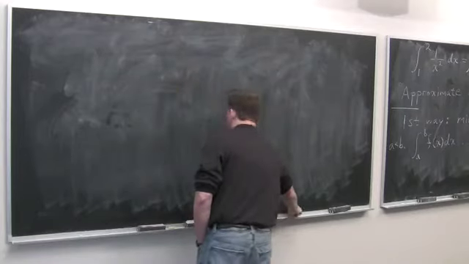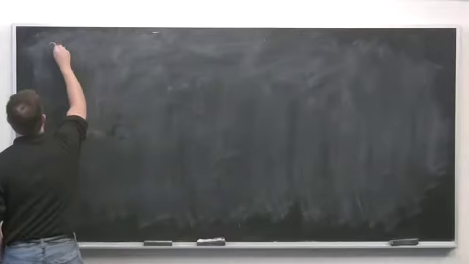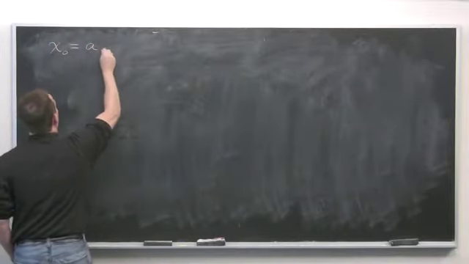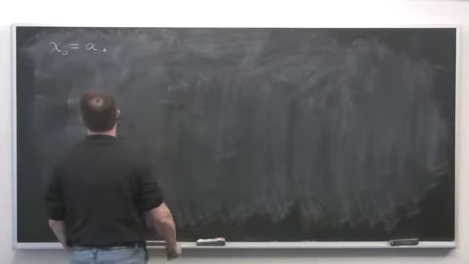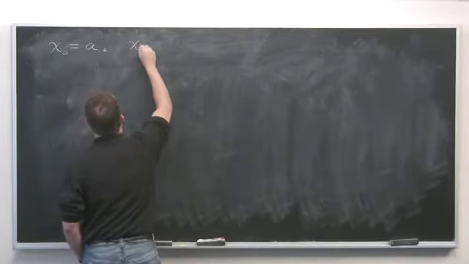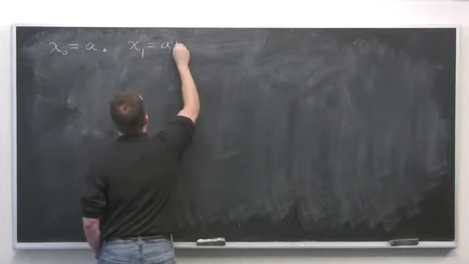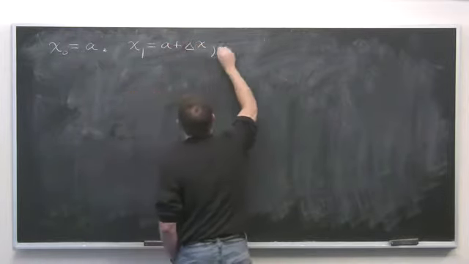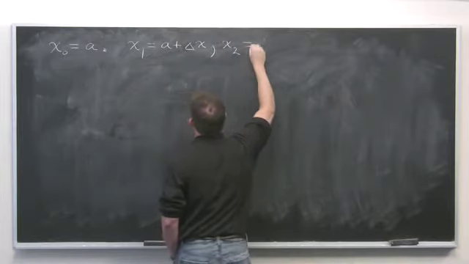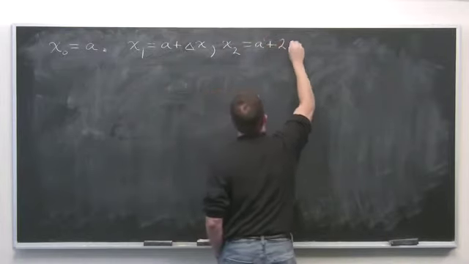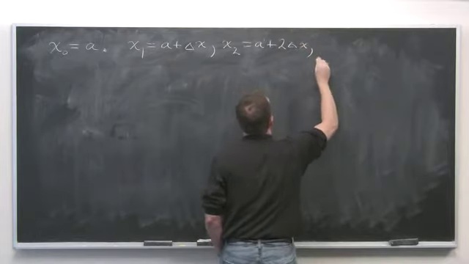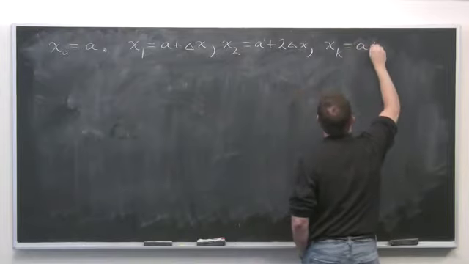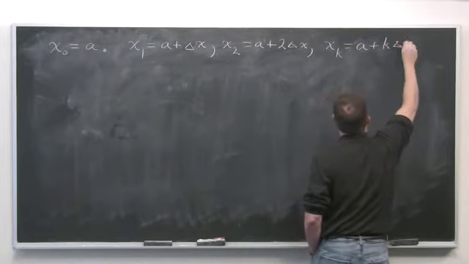We have our first endpoint of a subinterval is just a. You start at a, and then you go up by delta x each time. So x sub 1 is a plus delta x, which is b minus a over n, but I'll just write delta x. x sub 2 is a plus 2 times delta x. You go up by another delta x.